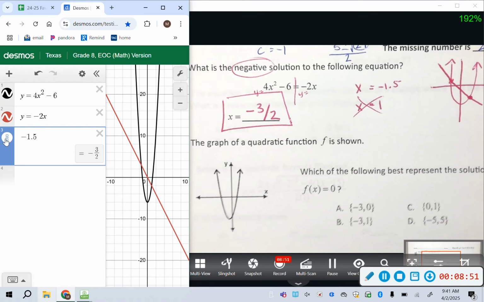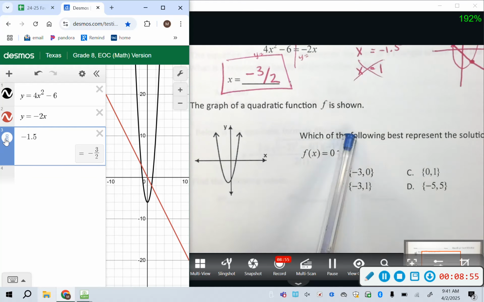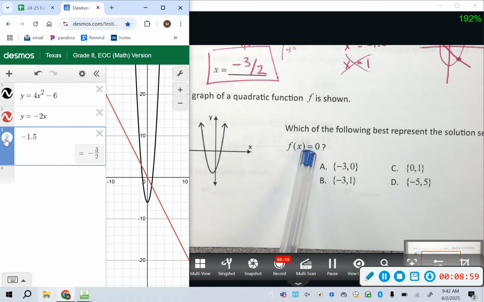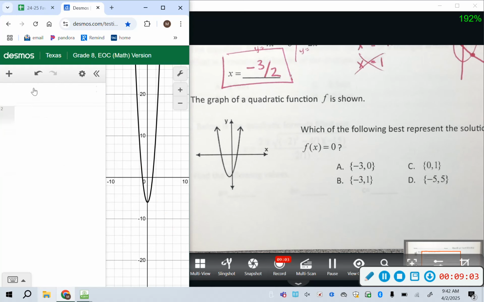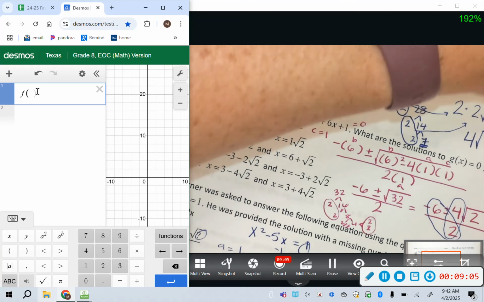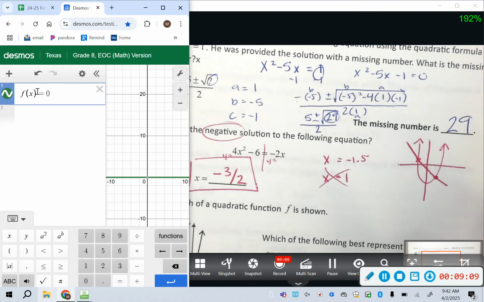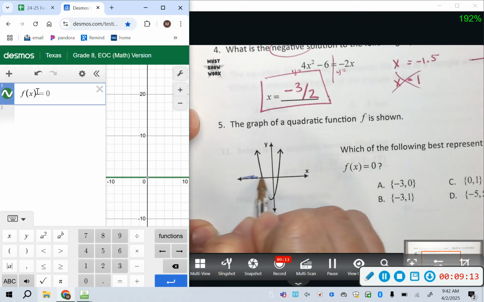Now, that doesn't mean that we're done showing work. You still will probably have to show work. Okay, so this says, which of the following best represents the solution set of y equals 0, f of x equals 0? So remember, if you aren't sure what f of x equals 0 looks like, you can type it in. So look, it's a green line all the way across your x-axis. So it's this right here.